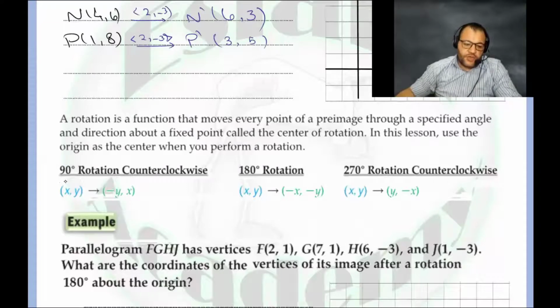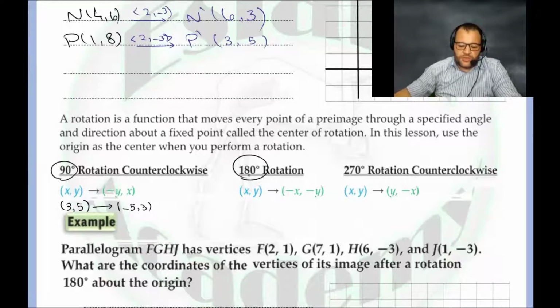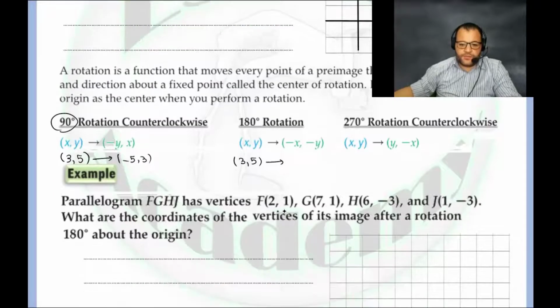For any rotation, if you want to rotate by 90 degrees, the image would be (negative y, x). Suppose we have the point (3, 5). You switch them, x instead of y and y instead of x, and change the sign of y. So the image would be (negative 5, 3). If you want to rotate by 180 degrees, all you have to do is change the sign of x and change the sign of y. So for (3, 5), its image would be (negative 3, negative 5), and they keep the same order.